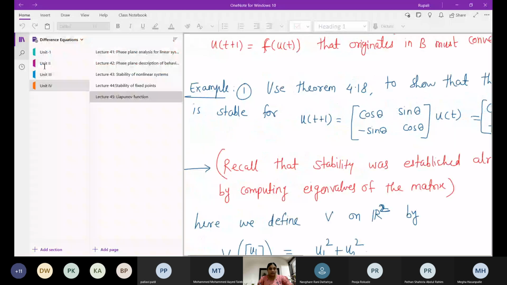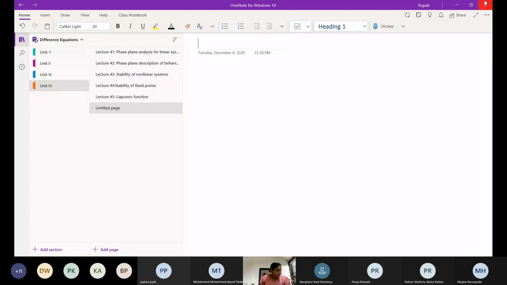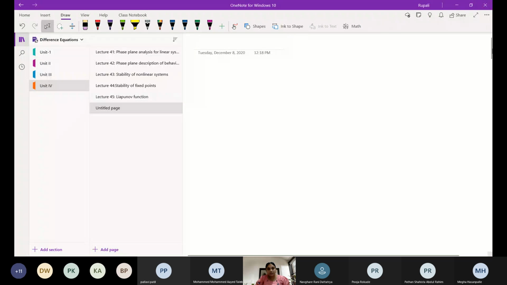Fundamental matrices and Floquet theory. Let me type this. Fundamental matrices and Floquet theory. This is section 4.4.